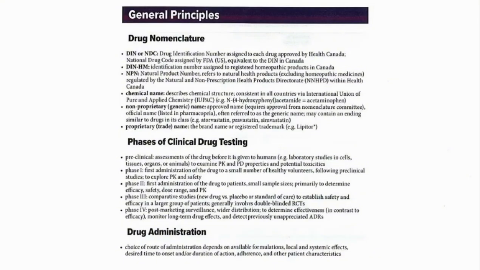Choosing the correct route of drug administration depends on the drug formulation, desired therapeutic effects, onset and duration of action, patient's adherence, and individual patient's characteristics. Understanding these principles provides the essential framework for safe prescribing, rational drug development, and effective pharmacotherapy.